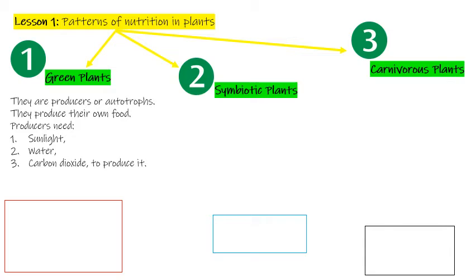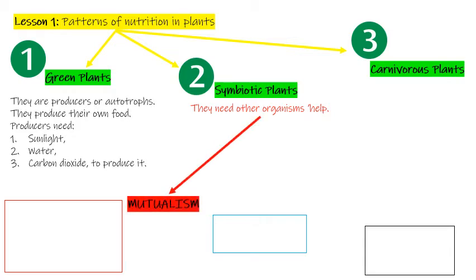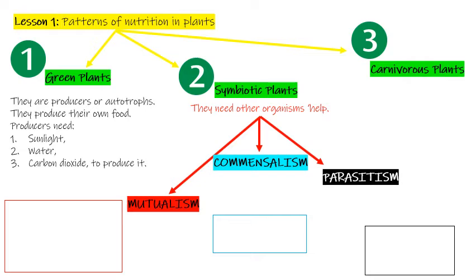What about symbiotic plants? Symbiotic plants are plants that miss something. They need the help of other organisms. And symbiotic plants are classified also into three types. Symbiotic relationships can be mutualism, commensalism, or parasitism. Let's talk about mutualistic relationships.